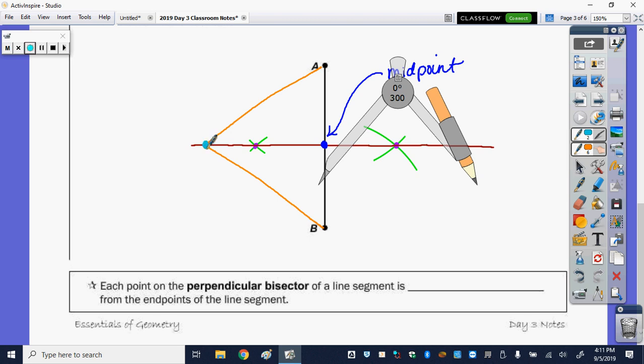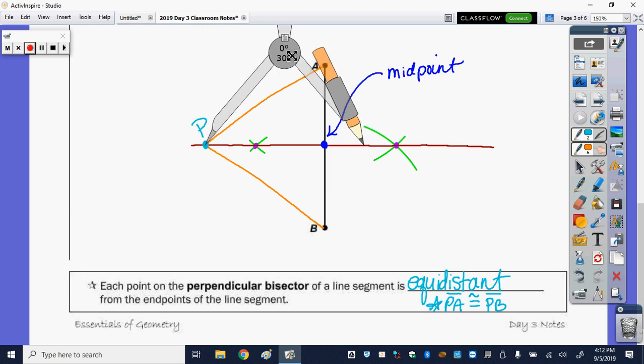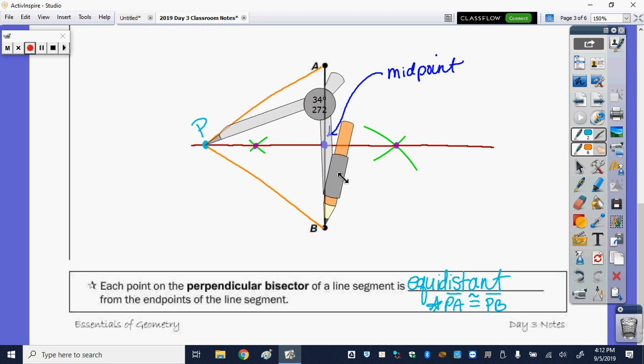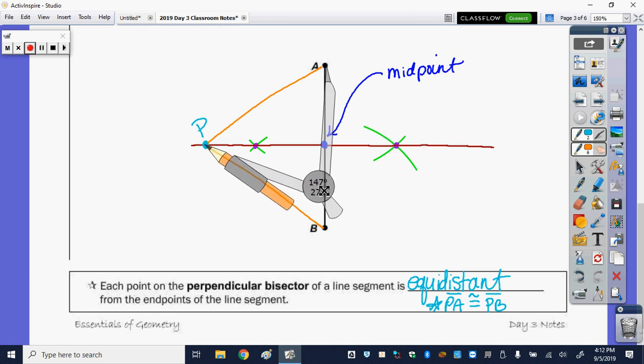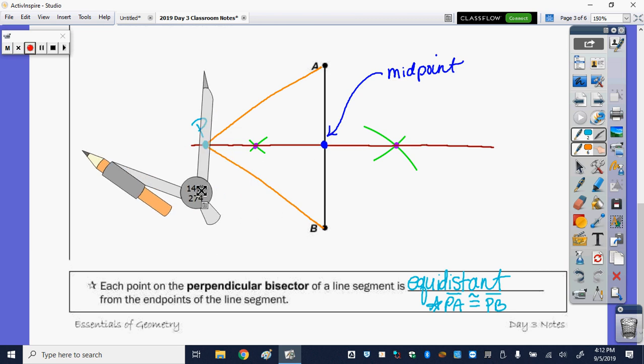All right, so this point right here is equidistant from the endpoints of a line segment. So if I call this point P, what that really is saying is that the length PA is equal to the length PB, or if I was talking about the segments, segment PA is congruent to segment PB. So if we take our compass and open it up and use this as our measuring tool, not a ruler, we can see that the distance from the compass point to the pencil, so from P to B, is the same distance, if I rotate my compass around, as here. They are equidistant. And that's going to work for any point on the perpendicular bisector.